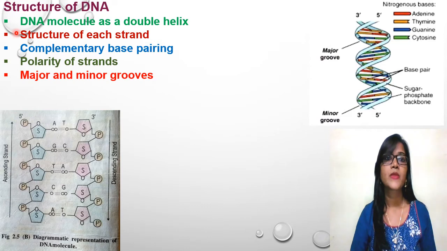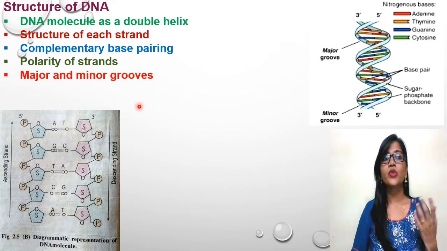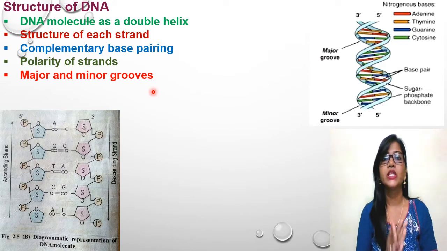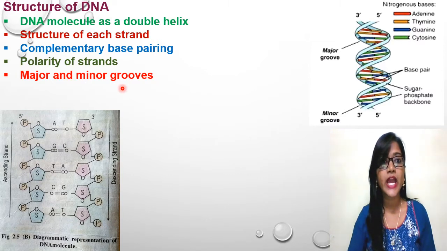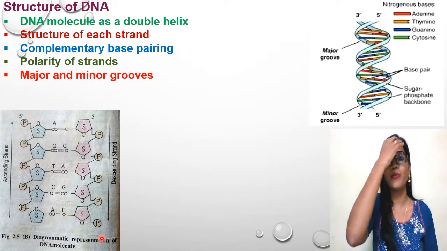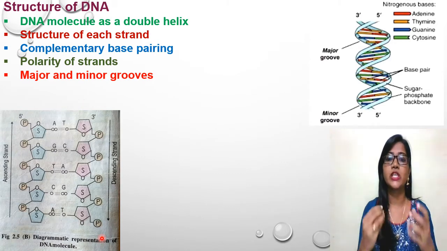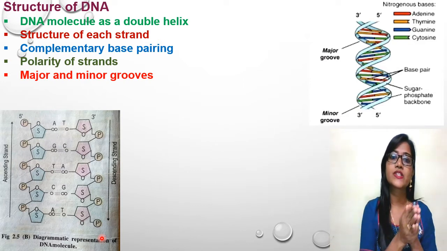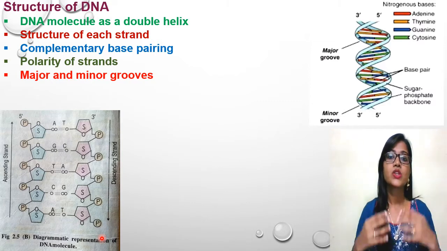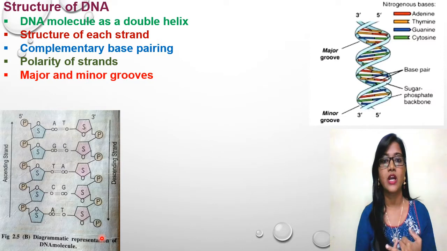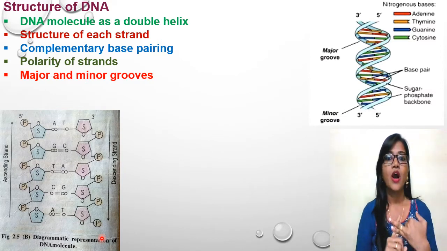Next part is polarity of the strand. So what do you mean by polarity of the strands of the DNA? Each strand of the DNA has a specific polarity: 5' to 3', or 3' to 5'. So their polarity is different. One end is considered the 5' end, whereas the other is considered the 3' end. This polarity is because of the third and fifth carbon atoms of the deoxyribose sugar.